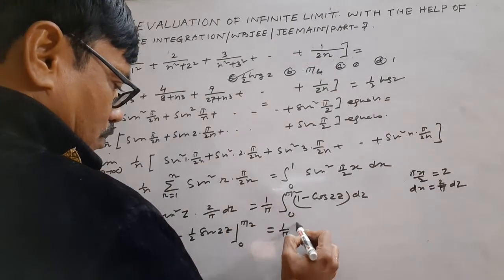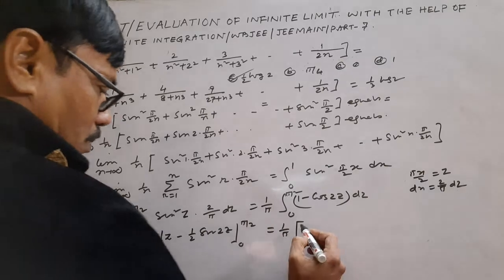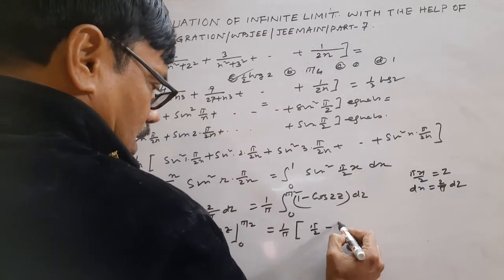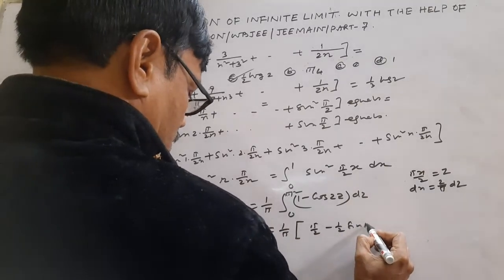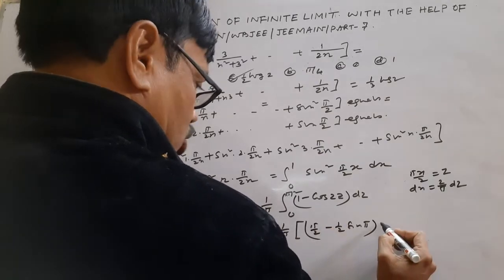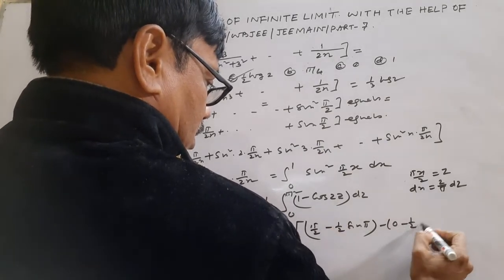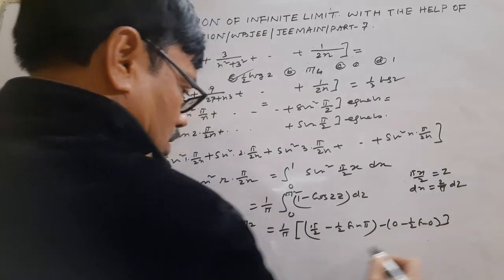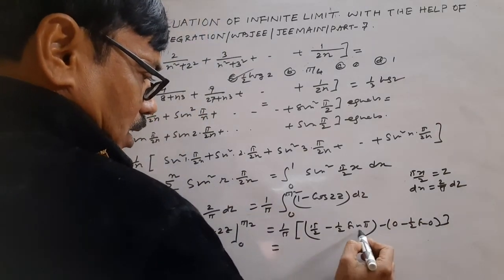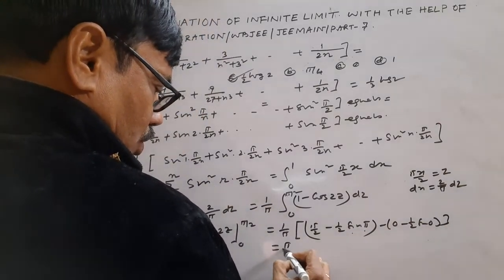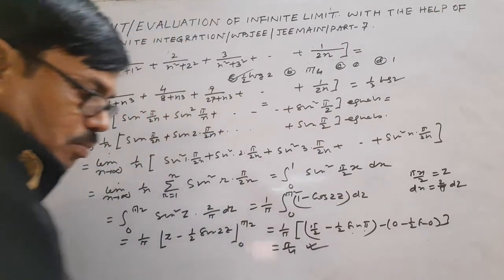So 1 by pi. So pi by 2 minus half sine pi. So sine pi is 0. 0 minus half sine 0. So answer will be, sine pi is 0. So answer is pi by 4.